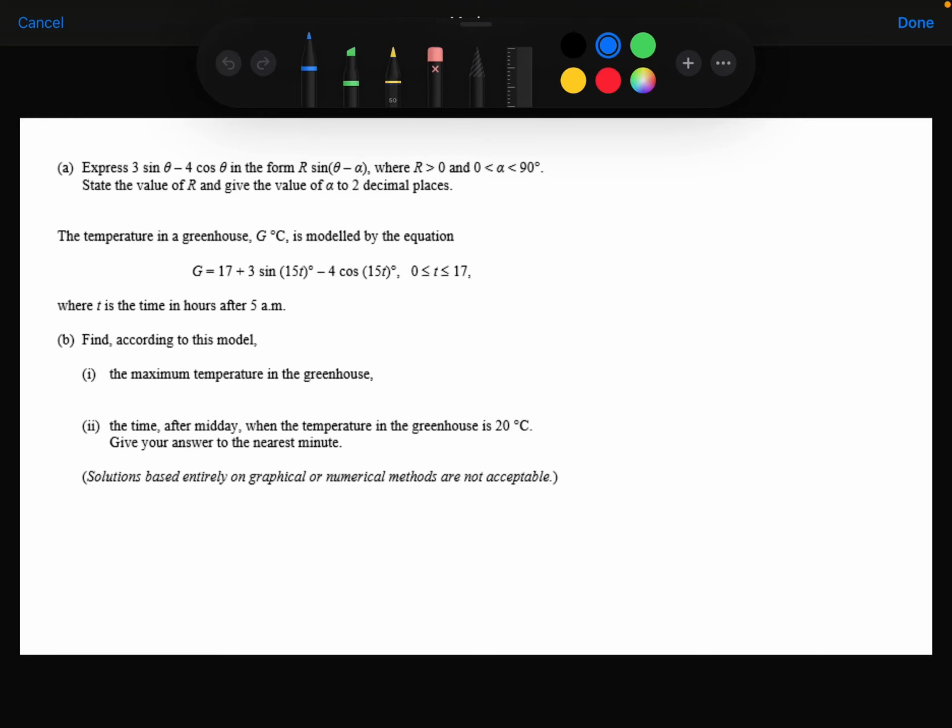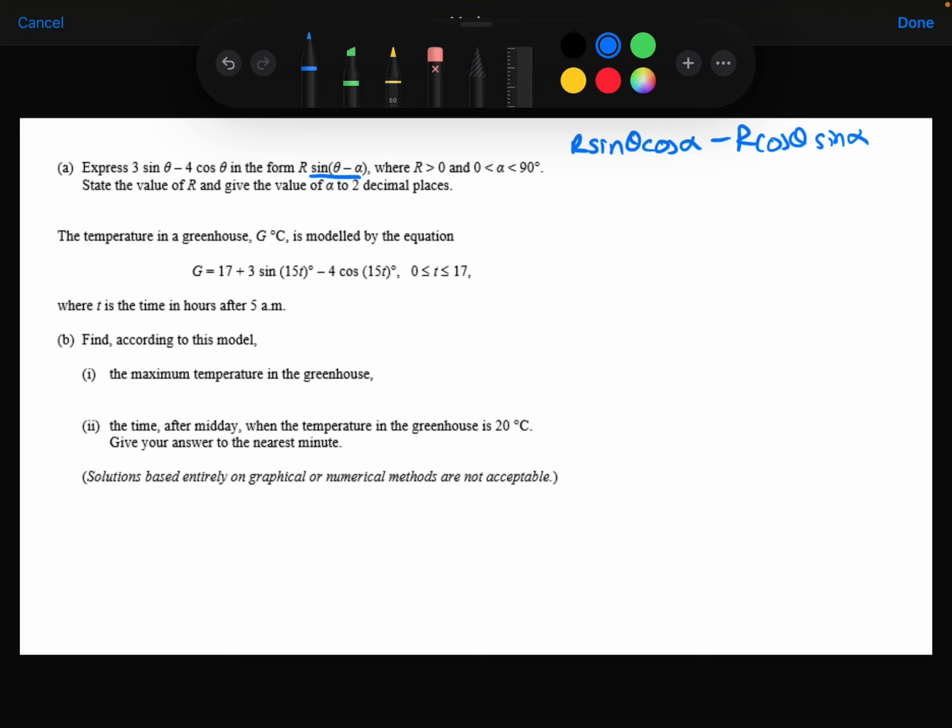Express 3 sin θ − 4 cos θ in the form r sin(θ − α). So let me expand this using the addition formula to be r sin θ cos α − r cos θ sin α.